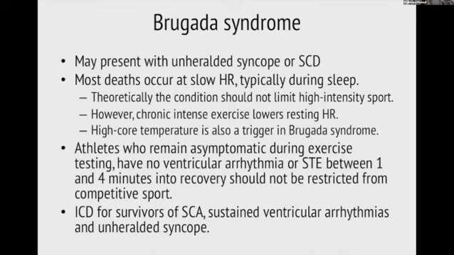during sleep. Theoretically, the condition should not preclude high intensity sport, but chronic exercise promotes increased vagal tone and subsequent resting bradycardia. Plus, prolonged endurance exercise is associated with a high core temperature of more than 40 degrees, which is a recognized trigger in Brugada syndrome.